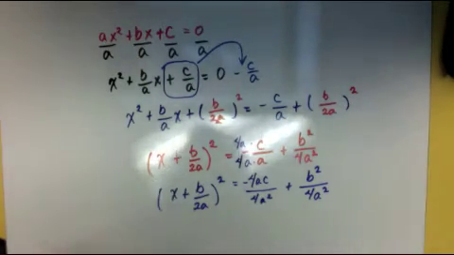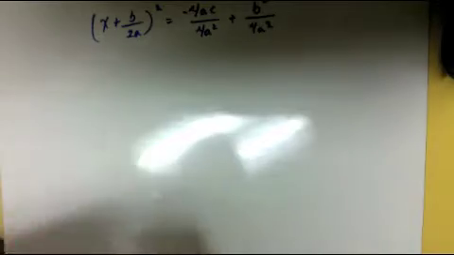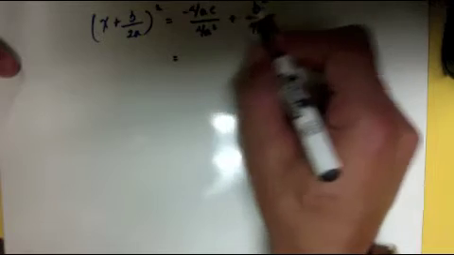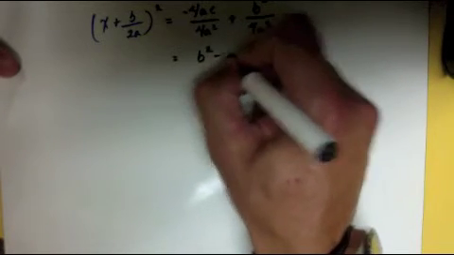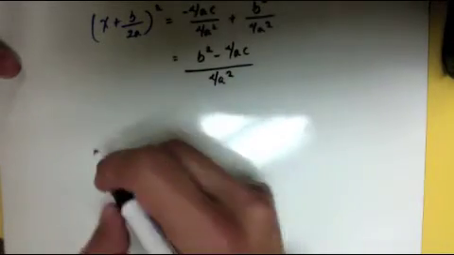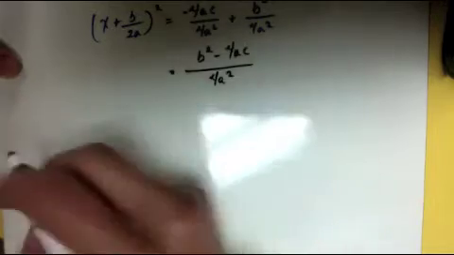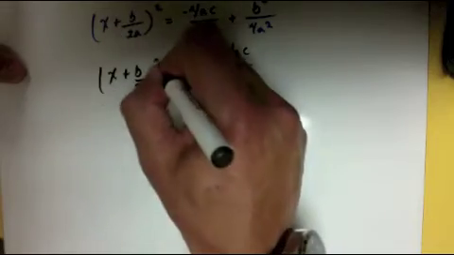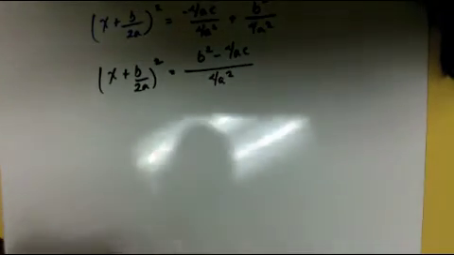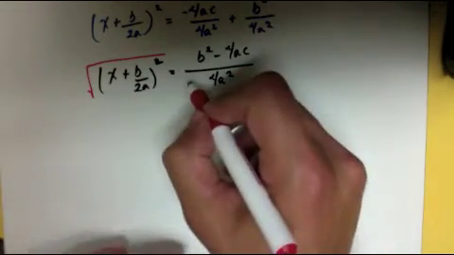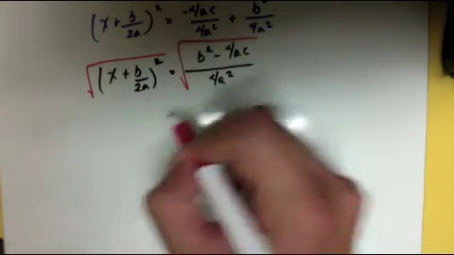Now we're going to continue to simplify it. If you notice, I'm going to just combine this over here. So negative 4ac plus b squared, I can rewrite that as b squared minus 4ac all over 4a squared. On this side I have x plus b over 2a. Nice. Now remember, we have to solve for x, so I have to get rid of this square. So I'm going to take the square root of everything.